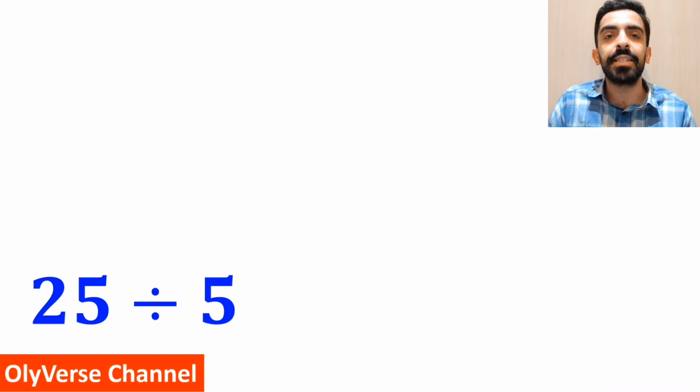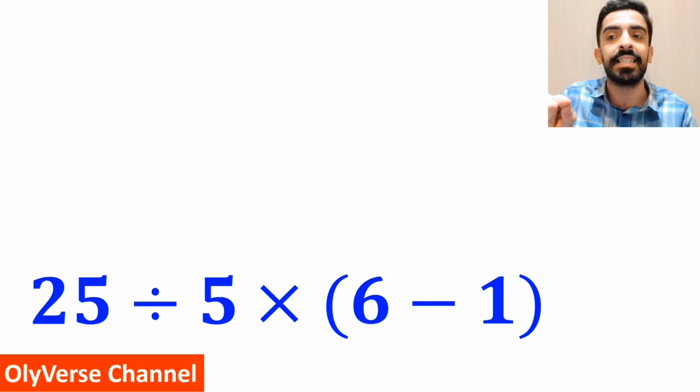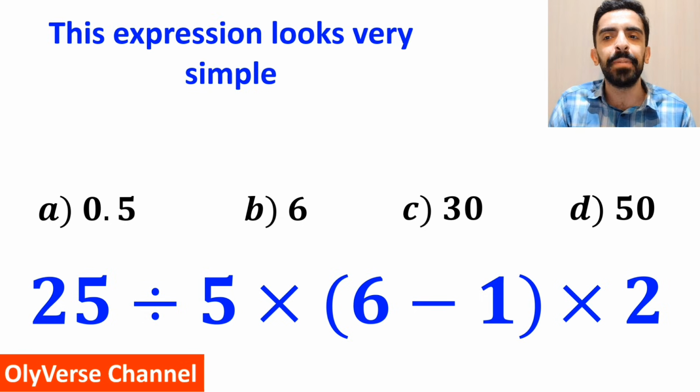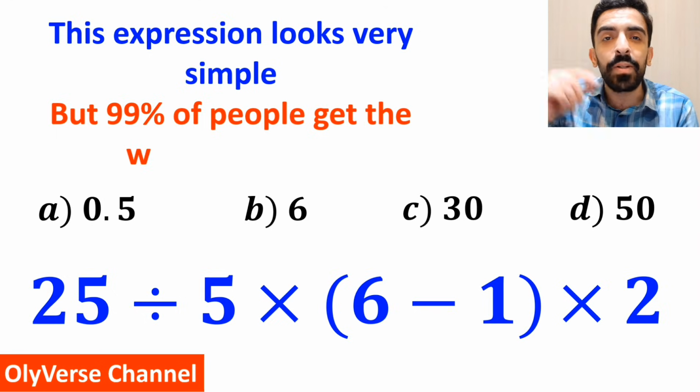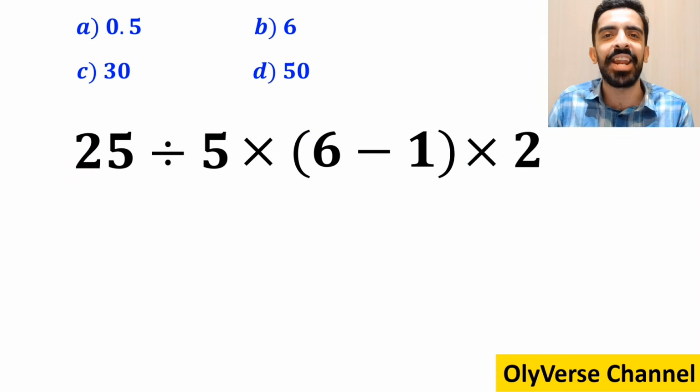What is the value of the expression 25 divided by 5 multiplied by (6 minus 1) and again multiplied by 2? Which option do you think is the correct answer to this question? This expression looks very simple, but 99% of people get the wrong answer. Let's go step by step and solve it together.